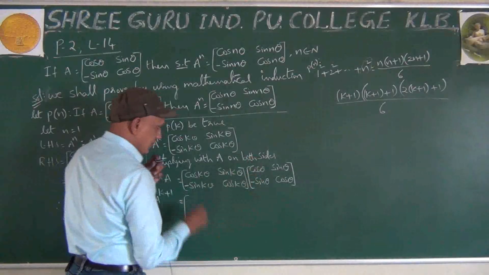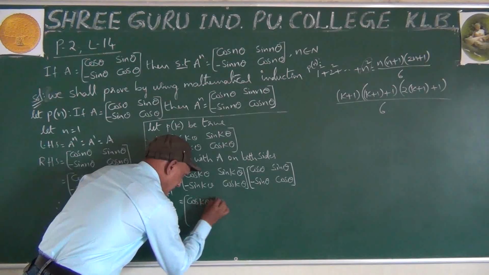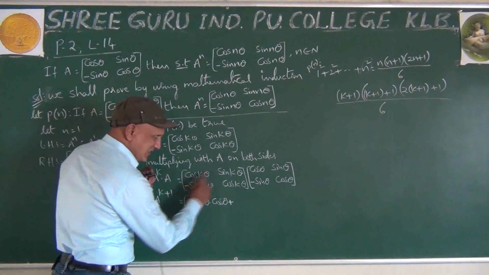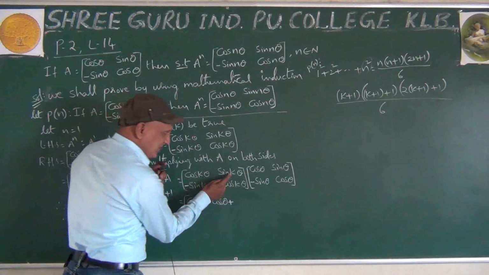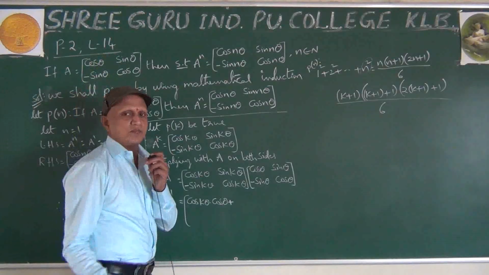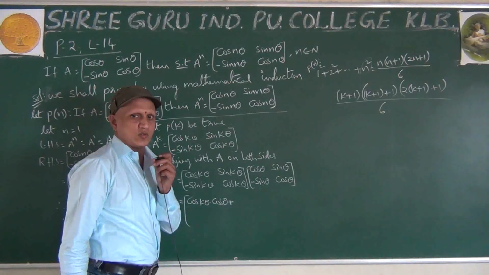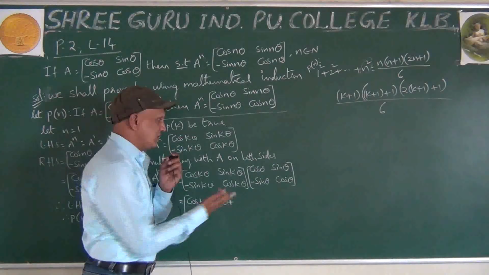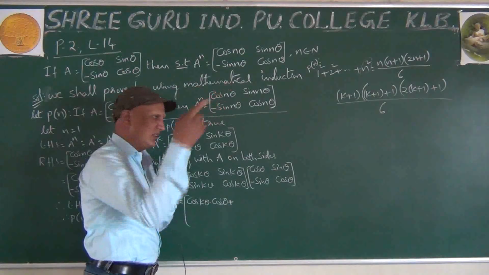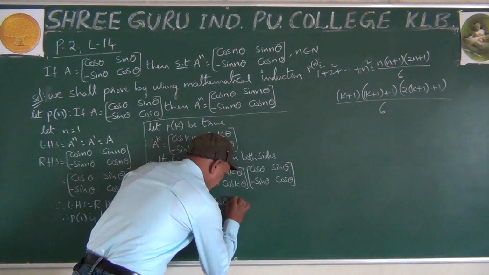First row, first column. Cos k theta into cos theta, plus sin k theta into minus sin theta. Matrix multiplication is already finished. If your practice is extremely good, then only can you multiply these two. If your practice is not good, this also you cannot understand. First practice that one, then you try this one, right? Sin k theta into minus sin.